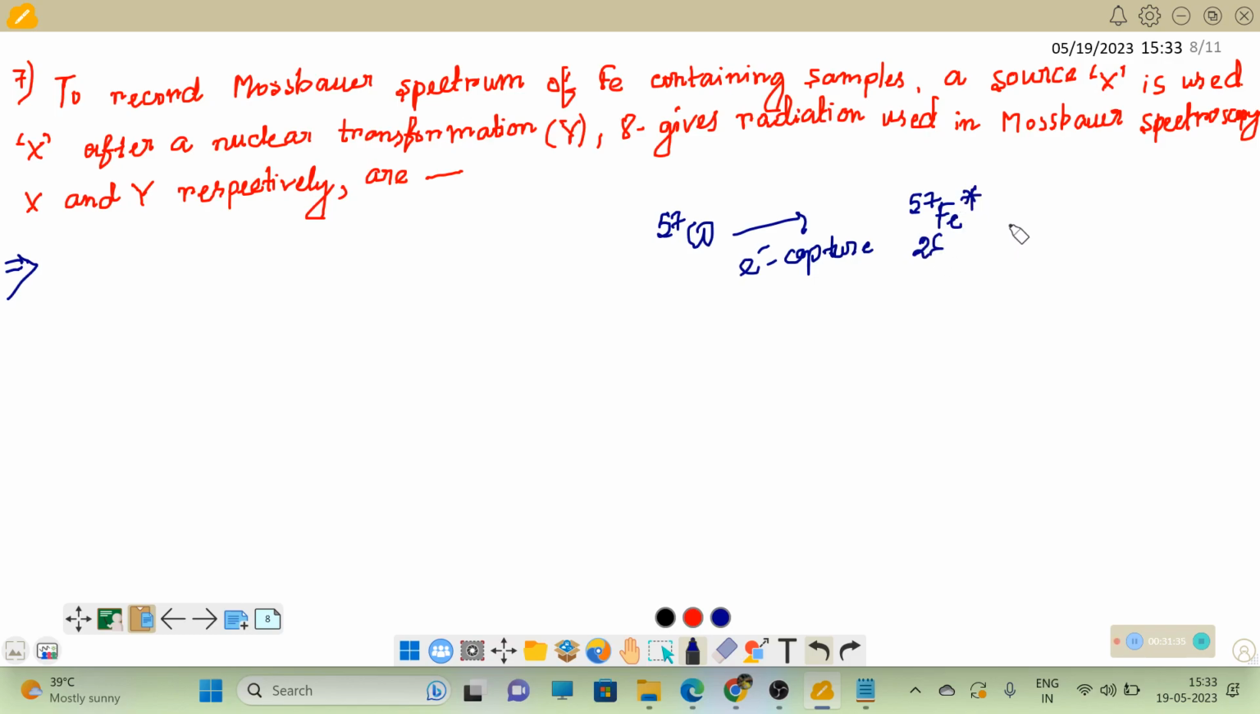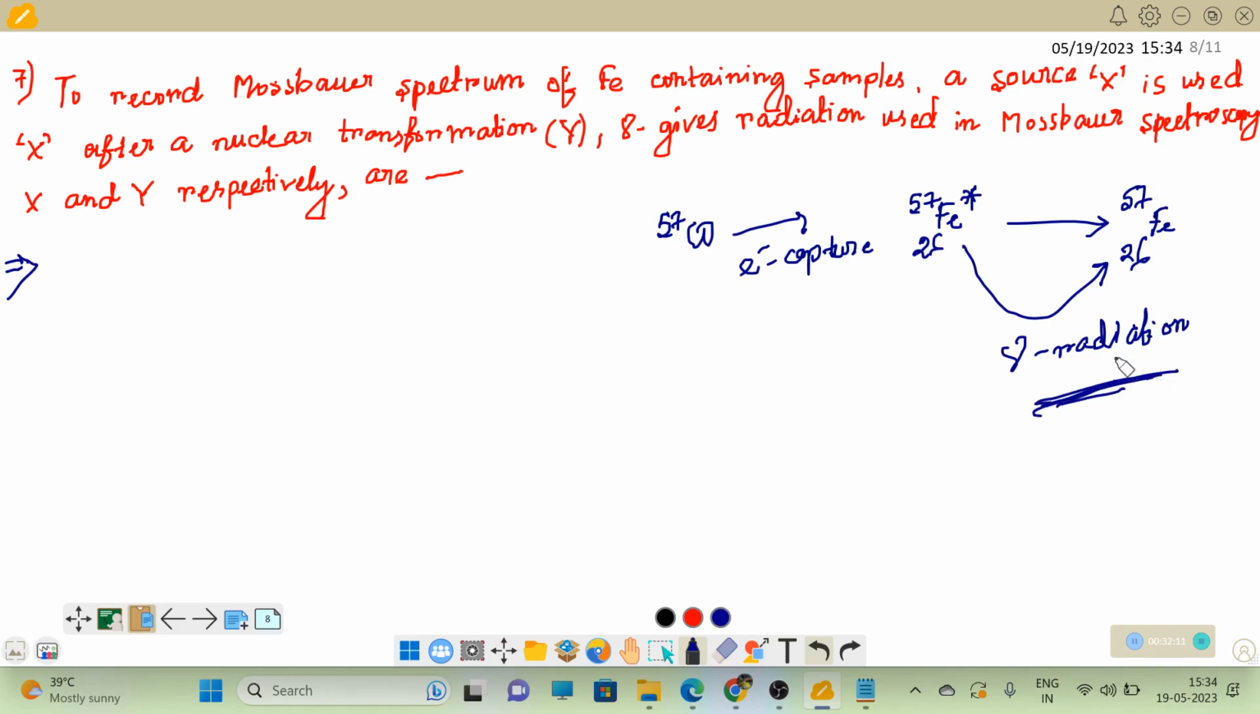I am putting a star because of the excited state. Then it comes to the ground state, that is Fe 26. So when it comes from the excited state to the ground state, gamma radiation occurs. When a radioactive element comes to the ground state from its excited state, gamma radiation occurs in its initial excited state.